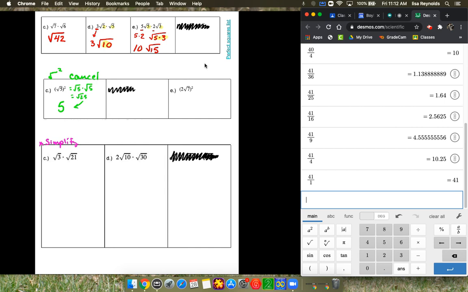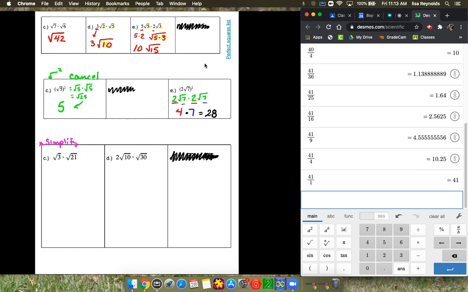In the other one, we're going to do 2 square root of 7 times 2 square root of 7. 2 times 2 is 4. The square root of 7 times the square root of 7 is 7. And then you're going to multiply these together to get 28.